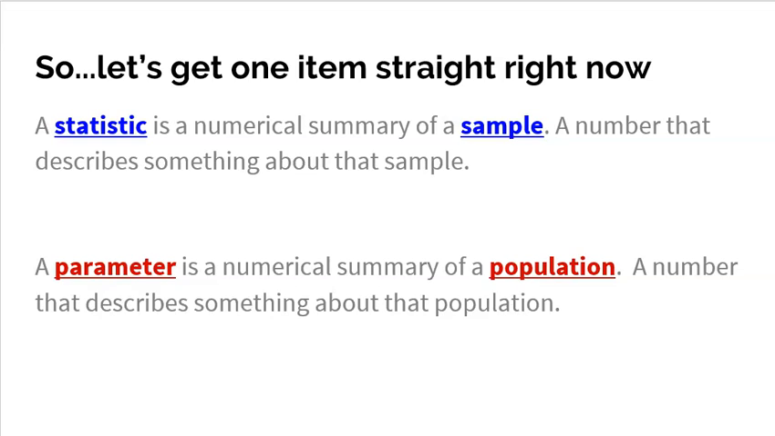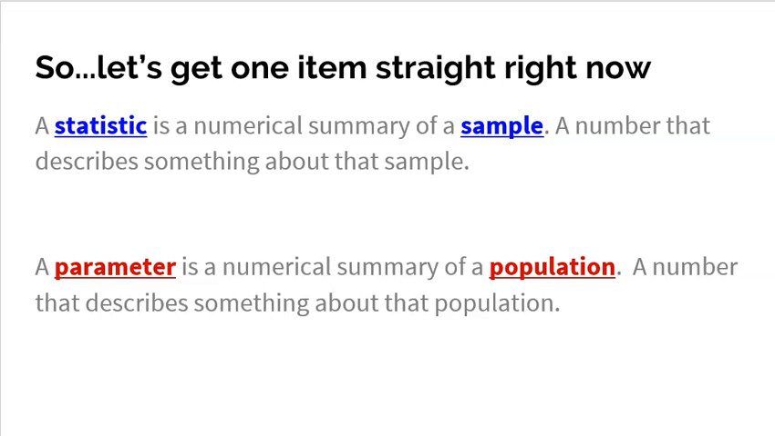Now, a statistic is a numerical summary of a sample. A number that describes something about that sample. We talked about mean, median, IQR, range, standard deviation, all that fun stuff. But the most important thing is to be a statistic, you have to come from a sample. Well, a parameter is a numerical summary of a population. It is a number that describes something about that population. So statistics are to samples what parameters are to populations.